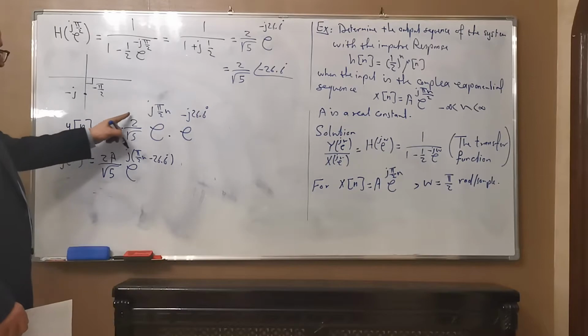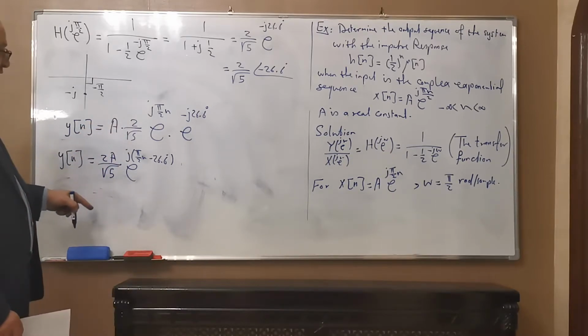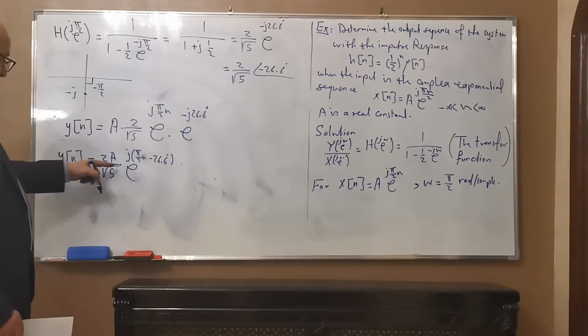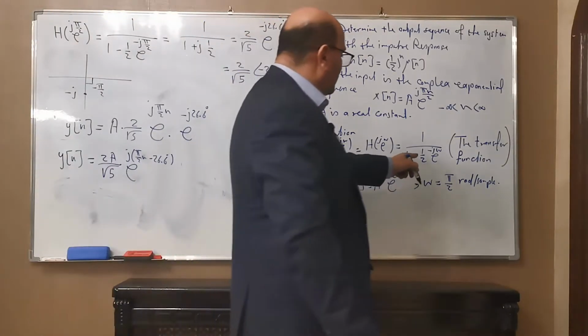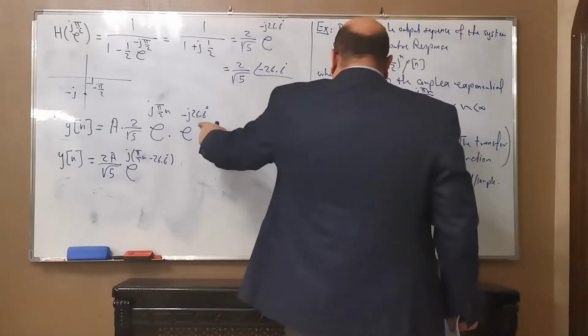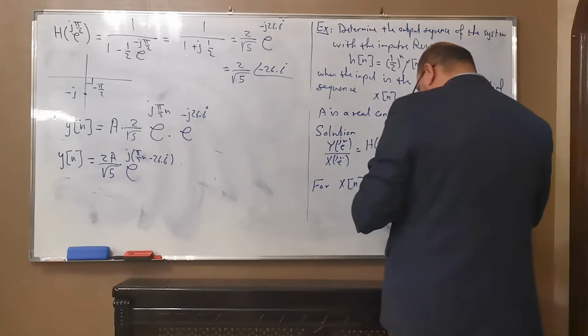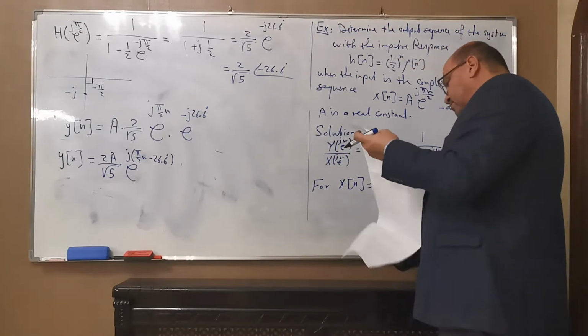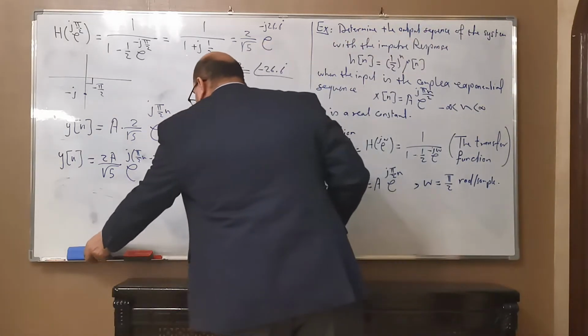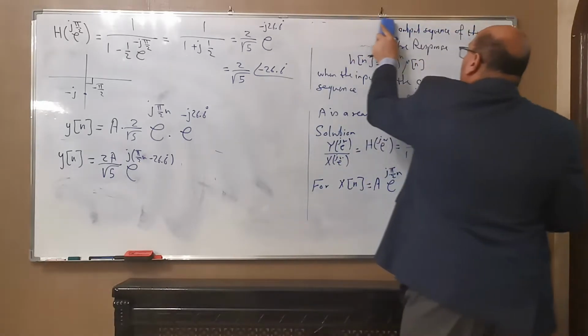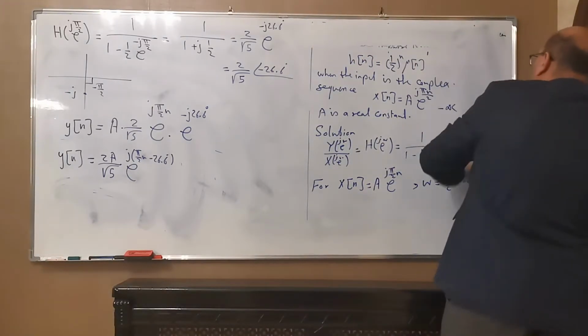The magnitude changed by the amplitude of h, and the phase changed because of the phase caused by h, the transfer function. Okay. Generally speaking, we'll put this in a general form.